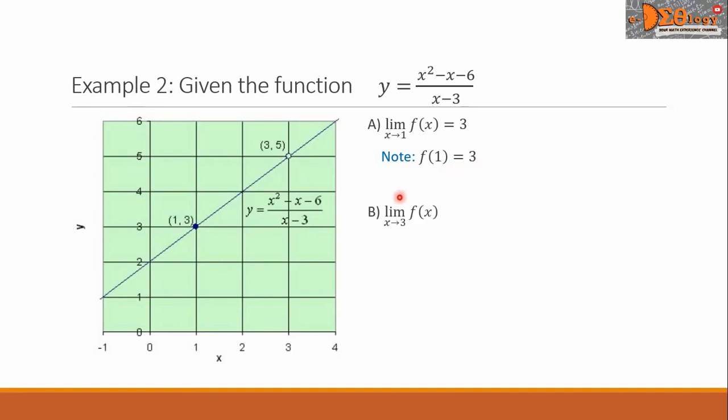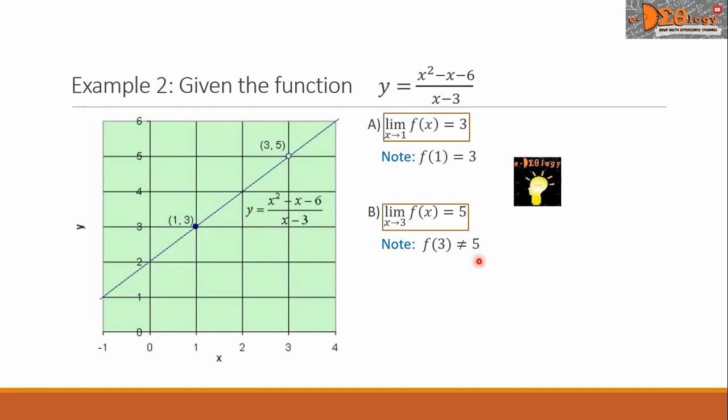Letter B, the limit of the function as x approaches 3. Looking at the x-axis, number 3 is here. Let us check the y value when x is approaching number 3. And the answer is 5. In here, we take note also that f of 3 is not equal to 5. These are the answers for example 2.